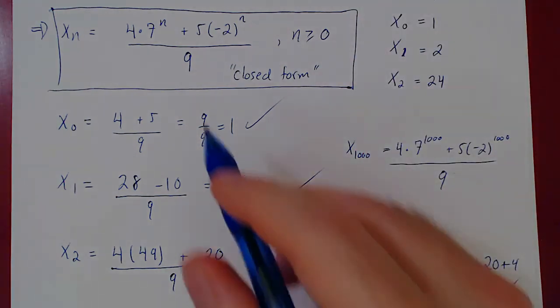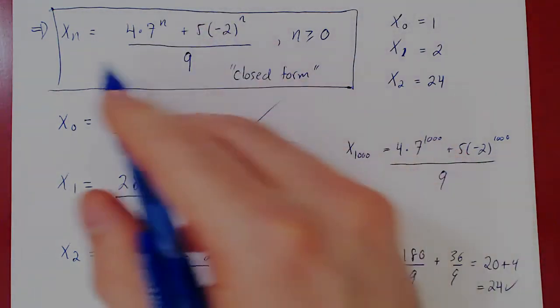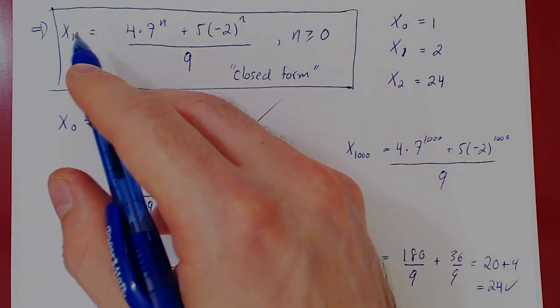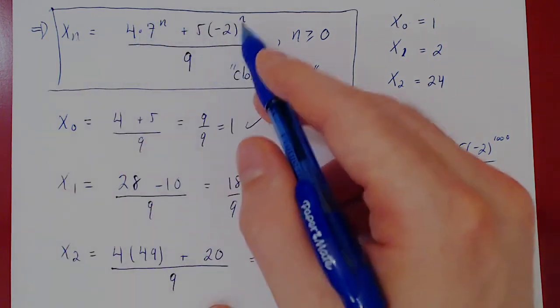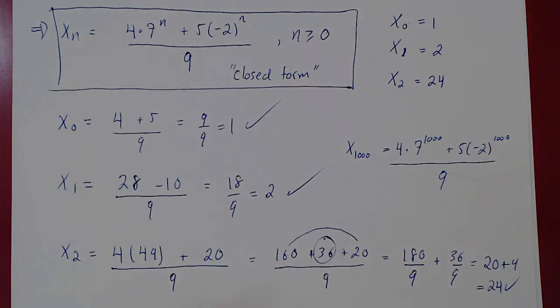All it means is you have found a formula for the nth term of your sequence that only depends on n and not on the previous terms. So one more reason to like eigenvalues and eigenvectors.